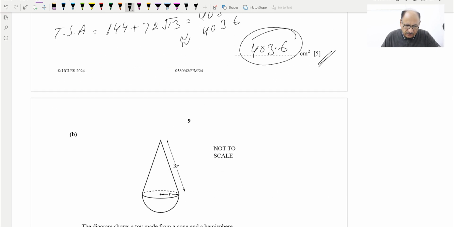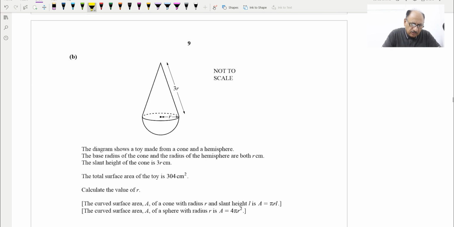Hopefully you understand this. So now again a compound shape is provided, which is a hemisphere and a cone, and the diagram is not to scale. The diagram shows a toy made from a cone and a hemisphere, and the base radius of the cone and the radius of the hemisphere are both r. The slanting height of the cone is 3r. This is 3r and this one is r. So the total surface area of the toy is 304. Calculate the value of r.